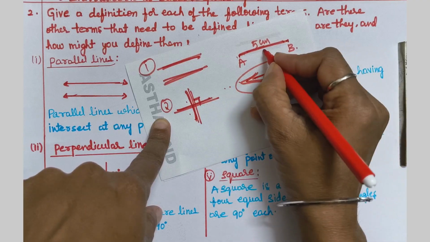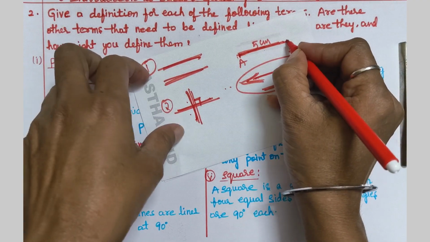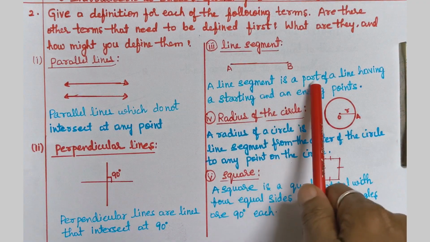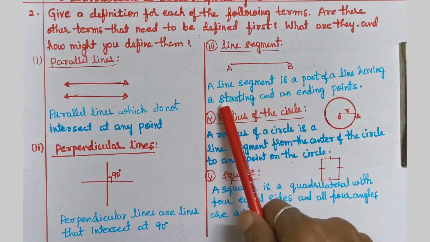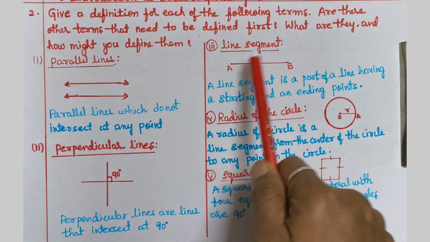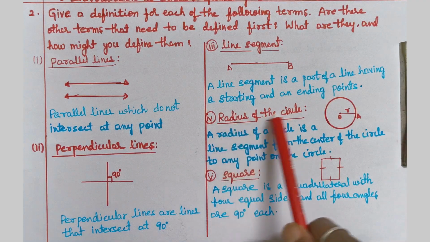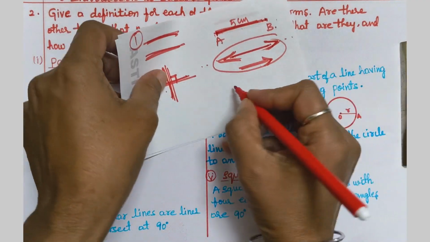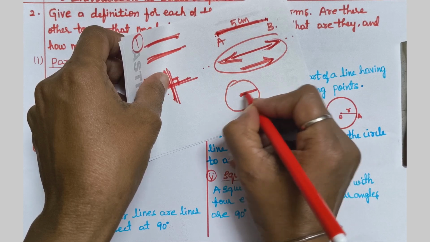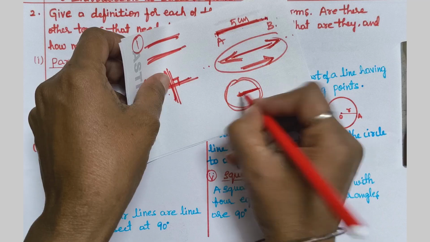So now he is asking for line segment: exact measurement, ending point on both sides, that is called a line segment. You write the definition: a line segment is a part of a line having a starting and ending point. Next, radius of the circle. See, any circle is there. Joining the center to any part of the circle is a radius of the circle.